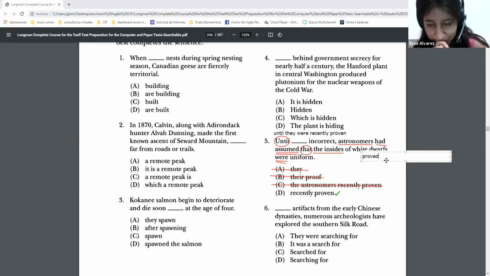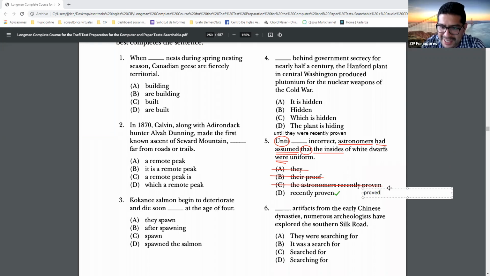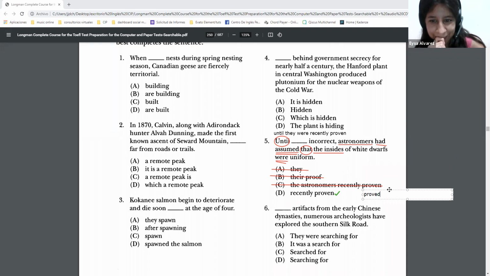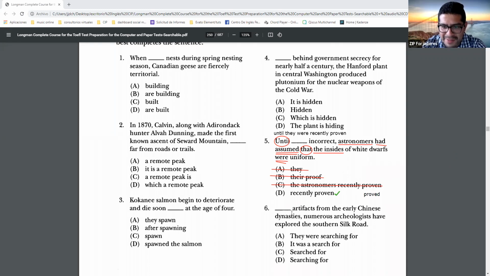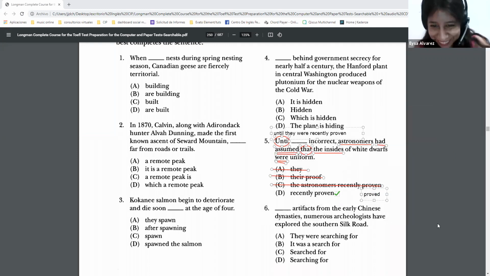So if the verb would be like this, letter C would be correct, but if we had proved instead of proven, because proven is an adjective, it's not a verb. In that case, that would be the complete one, right? Exactly. That's right. Very good. That's why letter C cannot be. You understand? Yes. Okay, good.